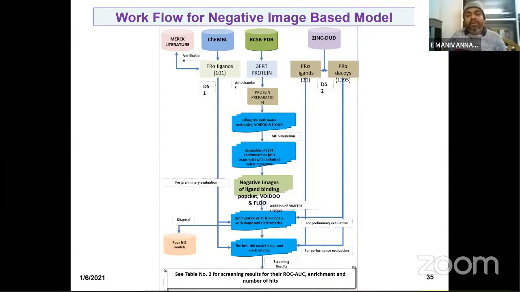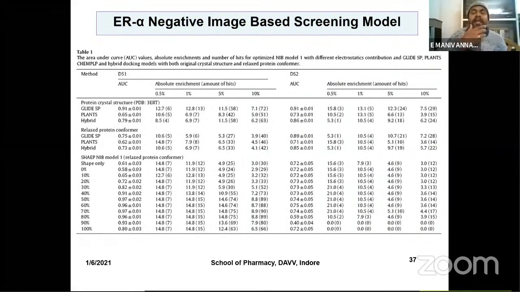So we discarded some of the poor models based on their recognition or preliminary performance evaluation, and the best models, with the shape and electrostatics, were used for final screening of these libraries. Then we ascertained its performance by ROC AUC, enrichment, and the selection of the number of hit molecules. This is shown in the following tabular column.